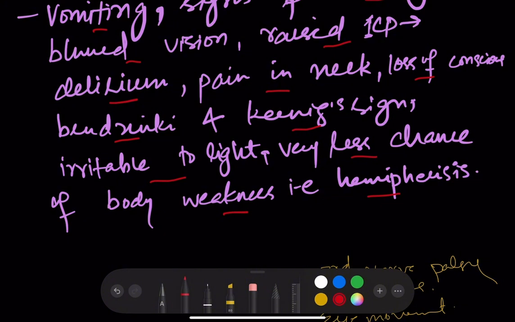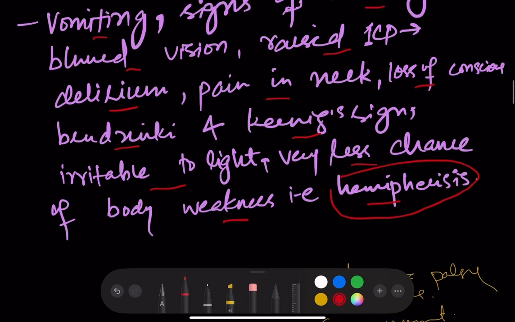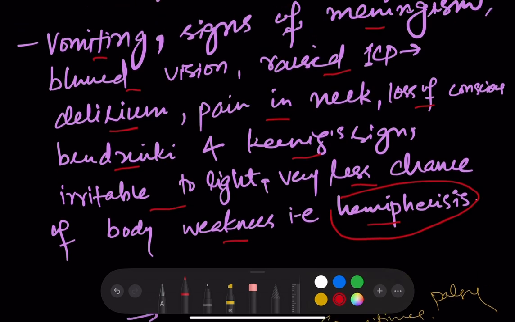Hemiparesis is the most common clinical feature in stroke, but in subarachnoid hemorrhage it occurs only sometimes or very rarely. The main clinical features of the subarachnoid hemorrhage are vomiting, meningism, blurred vision, raised intracranial pressure, delirium, pain in the neck, loss of consciousness, Brudzinski's and Kernig's signs, irritability to light, and very less chance of body weakness.